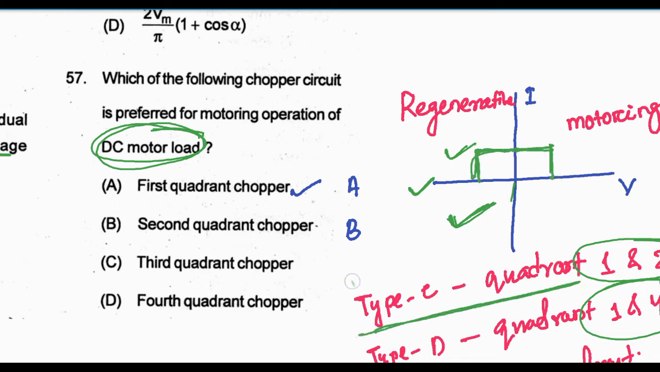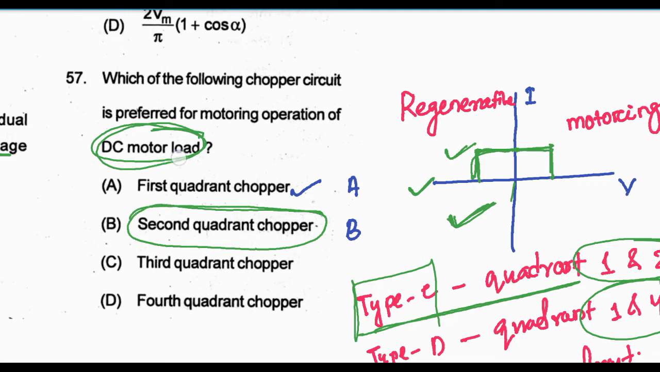type C choppers are used, but in these options there is no type C chopper, only quadrants are given. And if we select option B, only regenerative braking is possible, motor loading is not possible. So this is not correct.